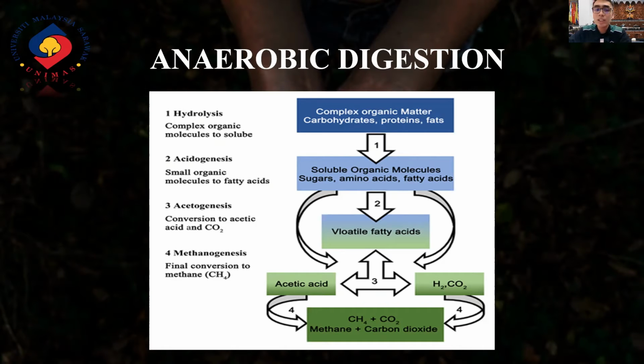So it starts with hydrolysis and then goes to acidogenesis, acetogenesis, and methanogenesis. So complex organic matter such as carbohydrate, protein, and fat from POME will undergo hydrolysis to form soluble organic molecules. And then we go to acidogenesis, in which the complex matter is converted to small organic molecules and fatty acids. And then after that, we go to acetogenesis, with the conversion to acetic acid and CO2. And lastly, the most essential part in anaerobic digestion is methanogenesis, which is the final conversion to biogas, CH4.